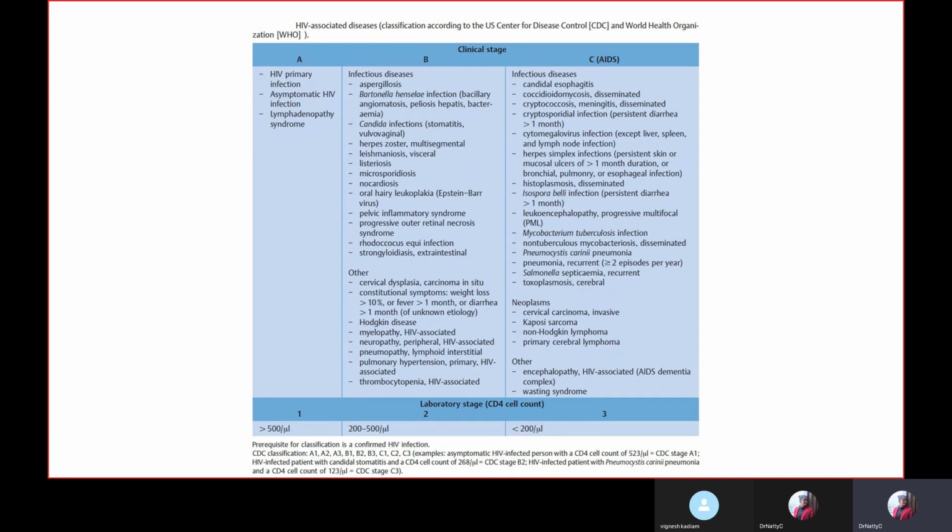The severe ones are deep fungal infections. So when you go to category C, the patient has infections like coccidioidomycosis, then meningitis. Patient will have pneumocystis carinii pneumonia, which is caused by a fungal organism, and neoplasms mainly include Kaposi sarcoma.